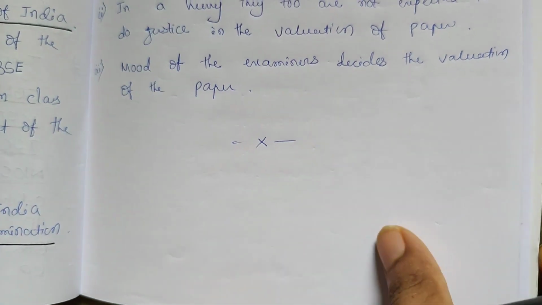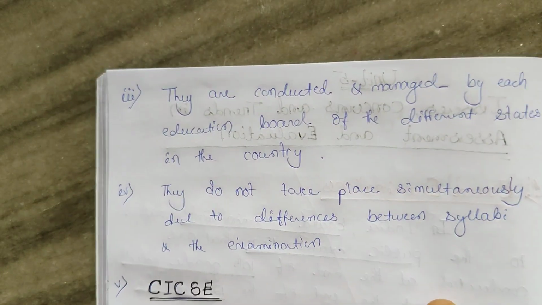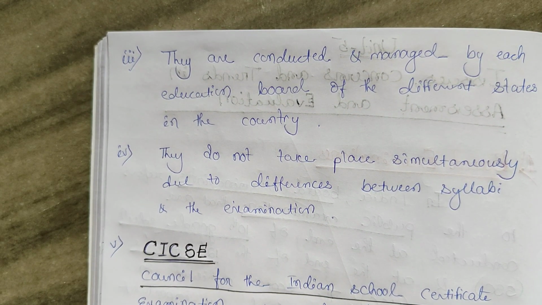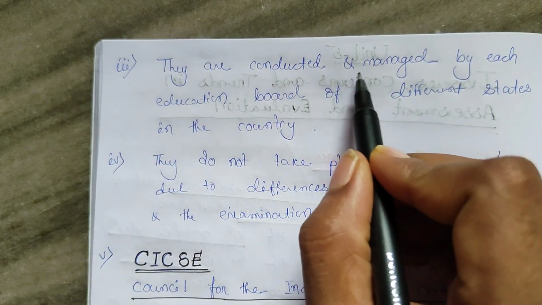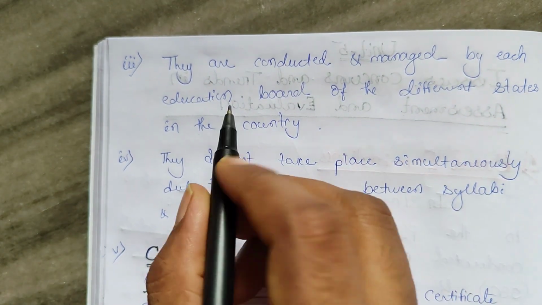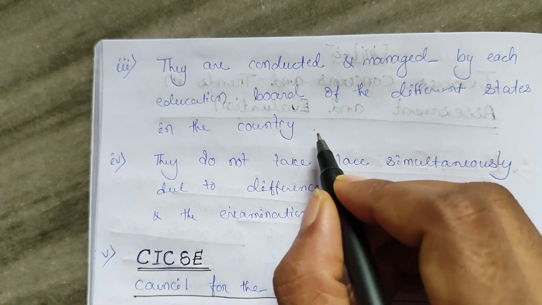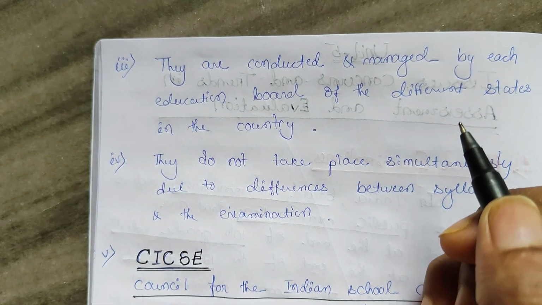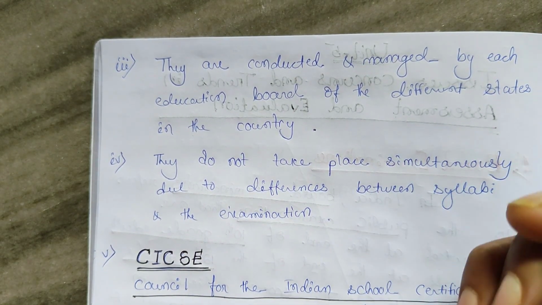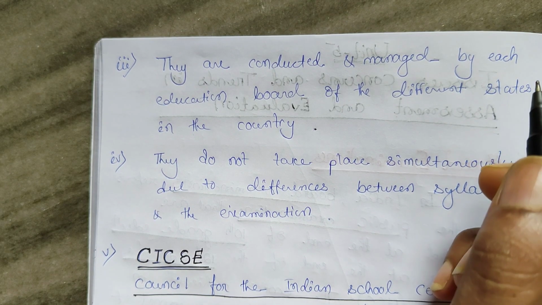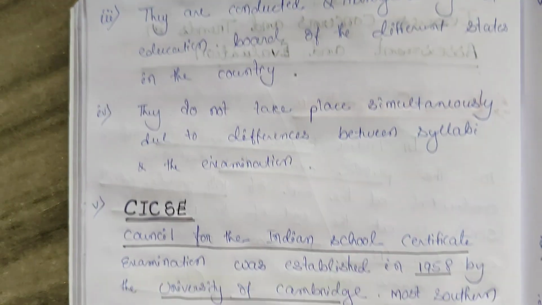Now the board exams, the CBSE, ICSE, and whatever the state boards, are conducted and managed by the education boards of the different states in the country. So AP board, the AP state will handle; Odisha board, the Odisha state will handle; Bihar board, the Bihar state will handle and manage, right? Different board, different management.